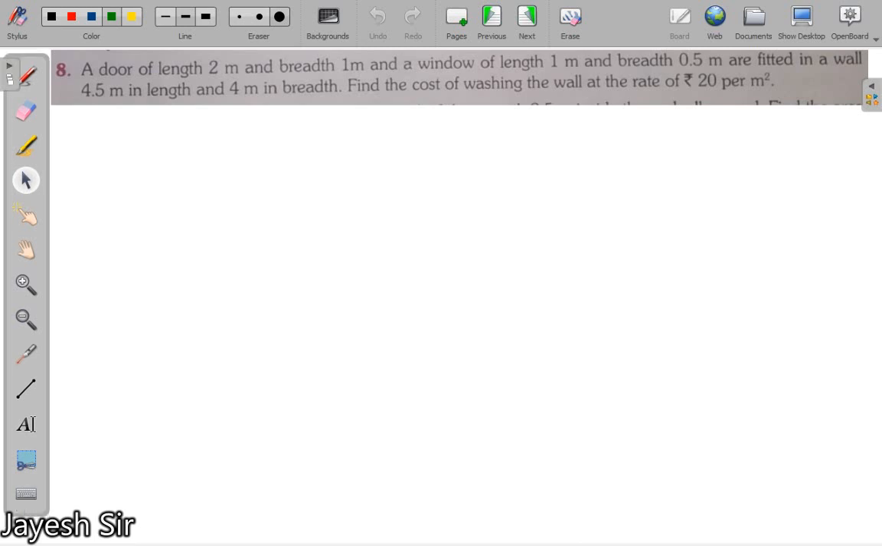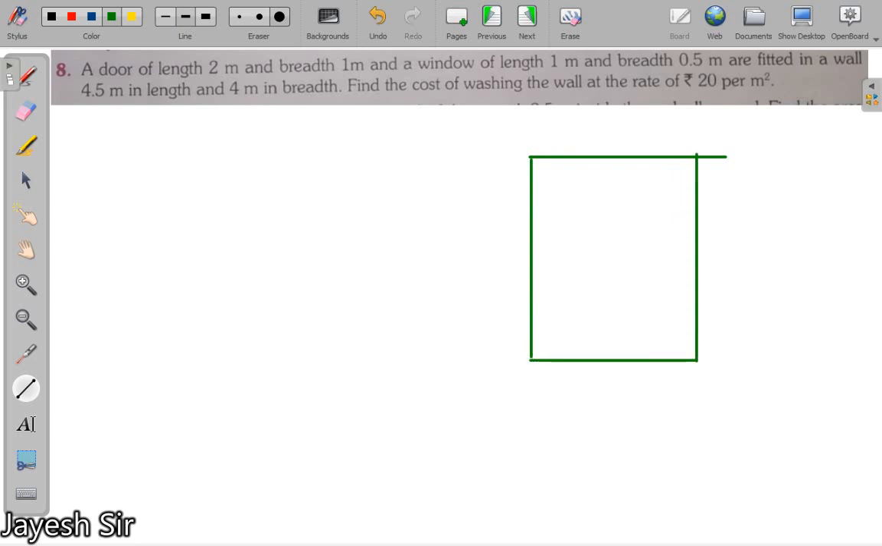I have explained to you the concept of perimeter and area. So for question number 8, let me draw the diagram for you. Question number 8: a door of length 2 meter and breadth 1 meter. This is 2 meter, this is 1 meter. And a window of length 1 meter and breadth 0.5 meter. In a house there is a door and a window.